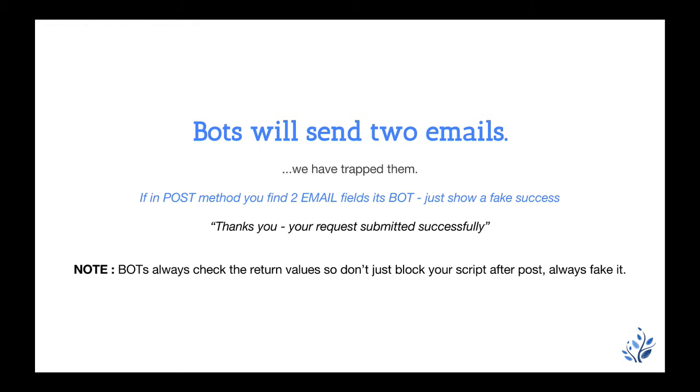So what I can do is give them a false response: thank you, your request was submitted successfully. Remember, bots always need a return value. If we don't send this message, they'll retry and your site will be slow. So it's better to give them false feedback, and thus they know their form is submitted. But actually from the post we can understand that two email fields were sent, which means it was sent by a bot, and I can skip that email validation or form submission from my code itself.